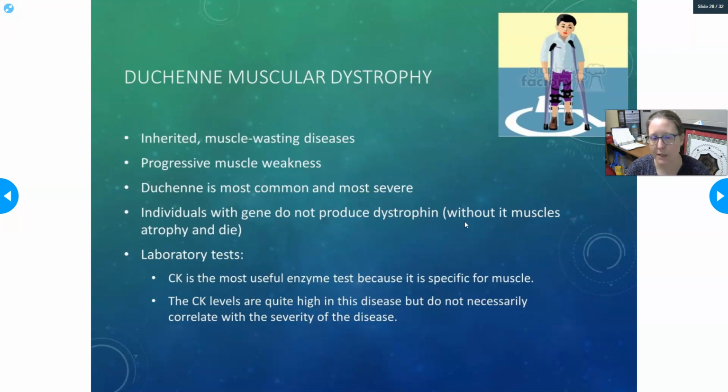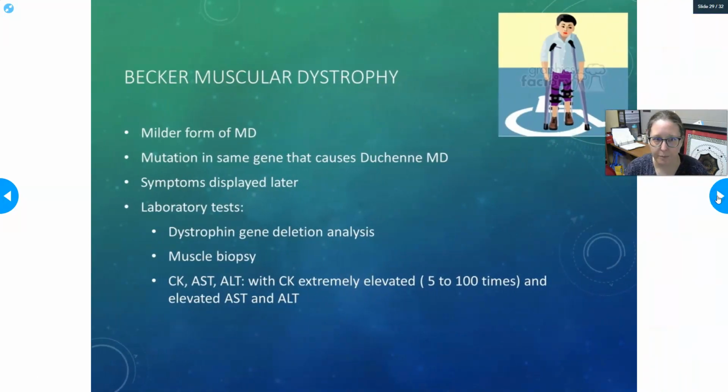Of course, you have to think about it too. Over time, as muscle degenerates, then there's less and less muscle to produce CK. So, you can't always relate that number to the severity of the disease.